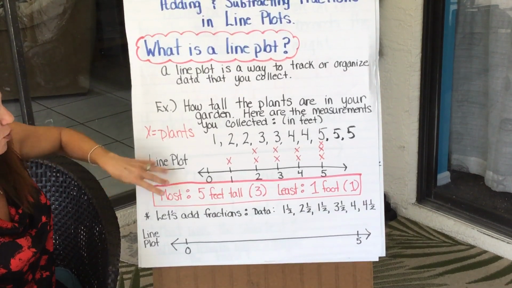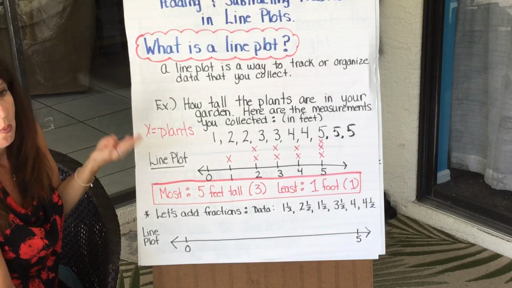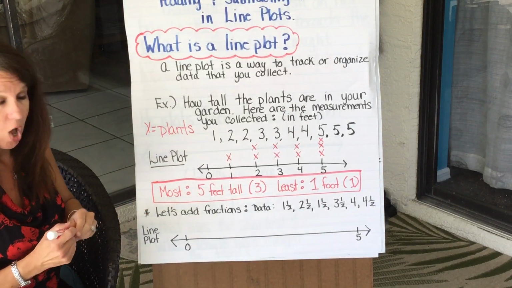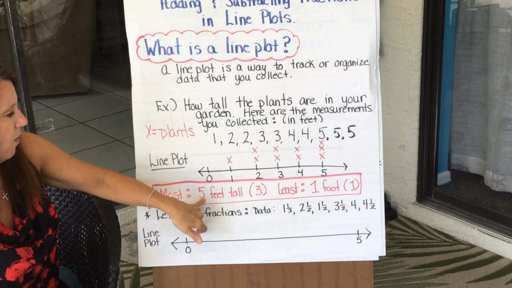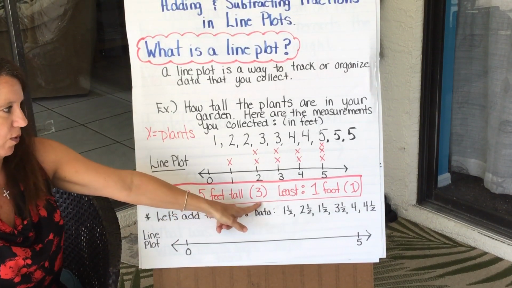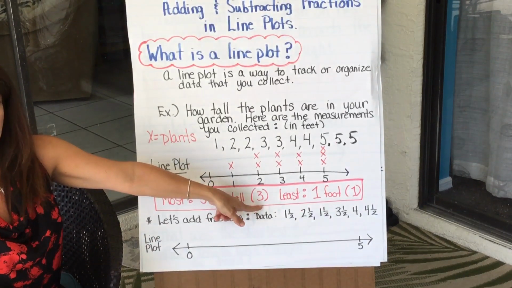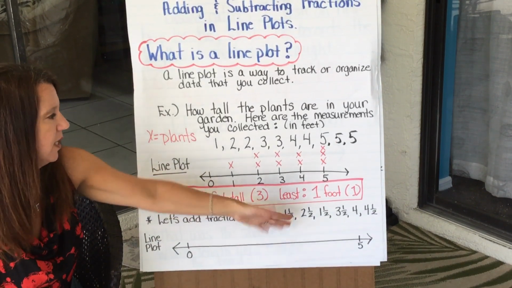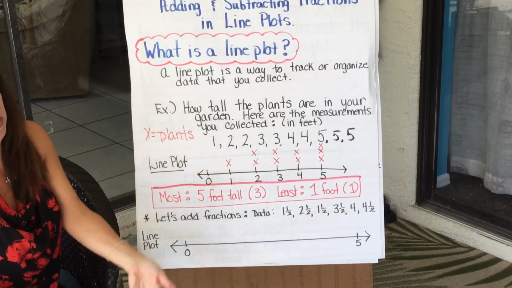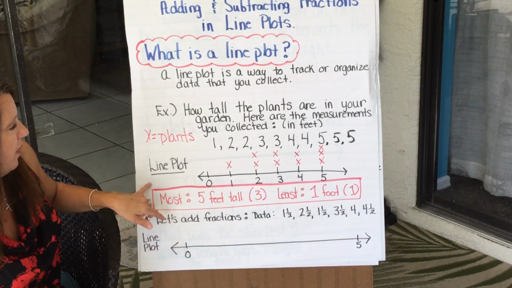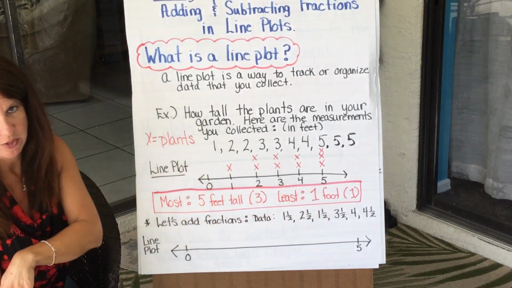So if I was looking at this data and I asked you a question and I said, how many were the tallest? You would say there were 5 feet tall, there was 3 of those. So the 5-foot plants were the most that you collected for data. And then what was the least? Well, you only had one that was 1 foot. We don't really count 0 because that would be no growth, right? And the title would probably be plants measured in feet.